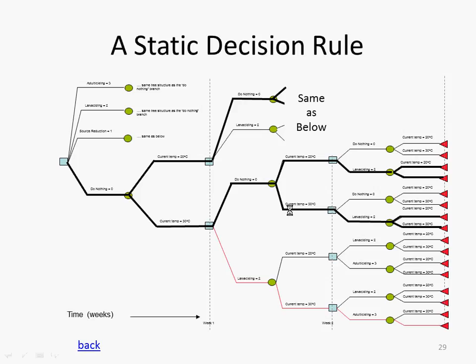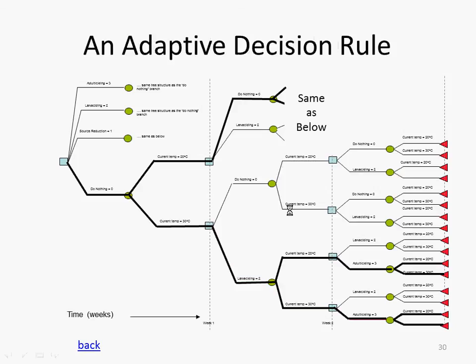So here's static. Here's adaptive. Because here, we can't dictate which way this is going to go. But here, if we get a situation where we've seen a high temperature, we'll make a different choice than if after this point, we saw a lower temperature. We choose here, do nothing. This one, we choose larvicide. Does that make sense? This is a different decision rule.